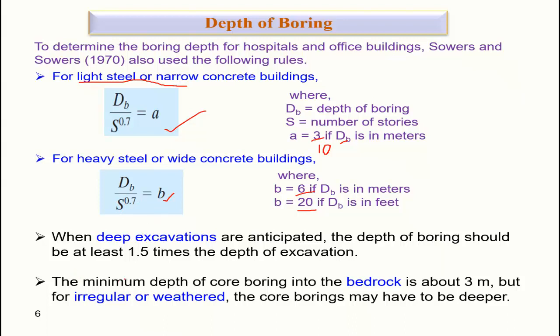Okay, so when deep excavation is anticipated, like sometimes you find that the depth you calculated is very fine, but sometimes the samples or the soil layer you are getting are very unpredictable, or you're not happy with the result. You want to go for more testing, you want to go more depth, right? So at that time you go at least 1.5 times the depth.